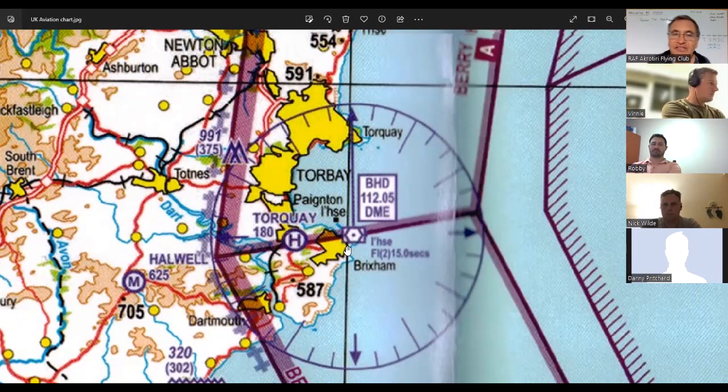Now, the reason why VORs are magnetic is because years and years ago, planes didn't have any equipment that could deal with true, and true was quite a bit more complicated. It wasn't until 1984 that the world even agreed where true north actually was. So you tend to find that VORs are aligned to magnetic north, not to true north.